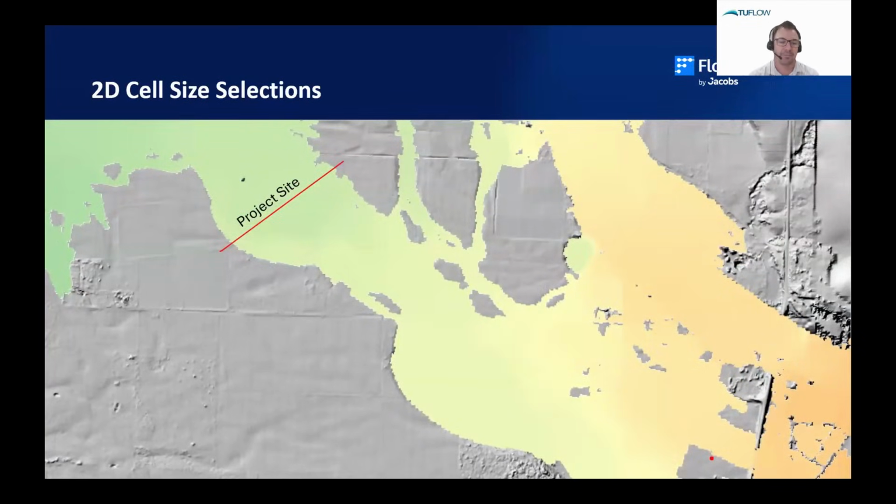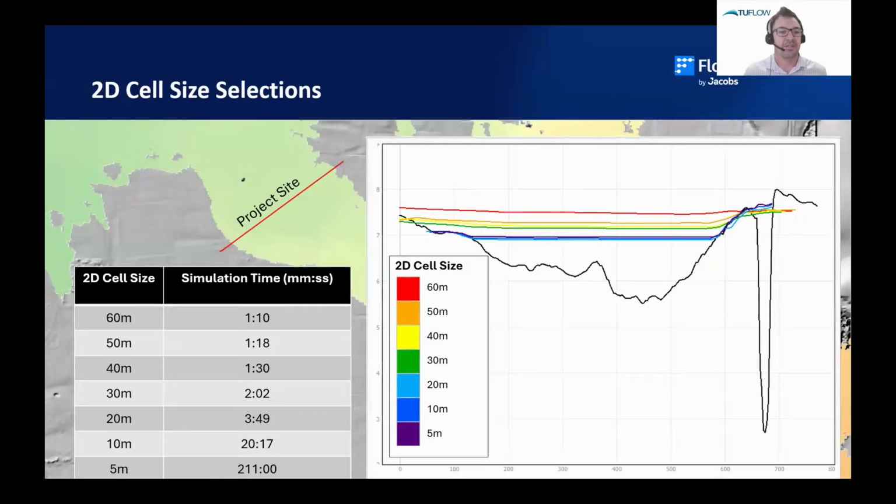Let's circle back to our example model, and assume that we have a project site where I've placed a cross-section inspection line through the site. I've run this model for a series of different cell resolutions from 60 meters down to 5 meters. In the table on the left, you can see the simulation times associated with each of those resolution changes. And on the right in this graph, you can see the maximum water surface profile for each cell resolution.